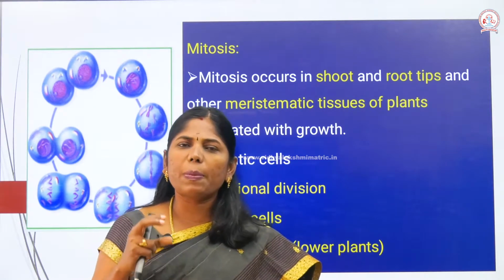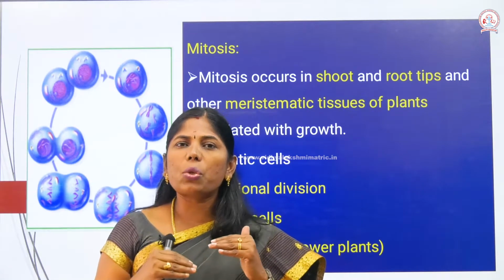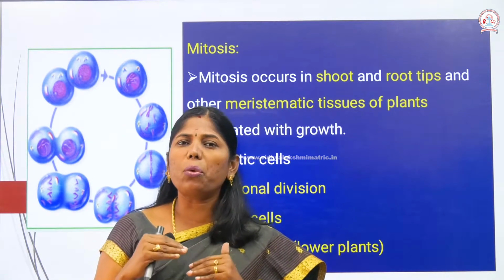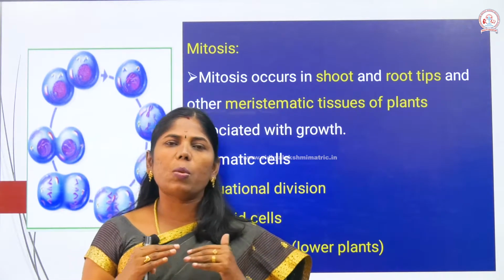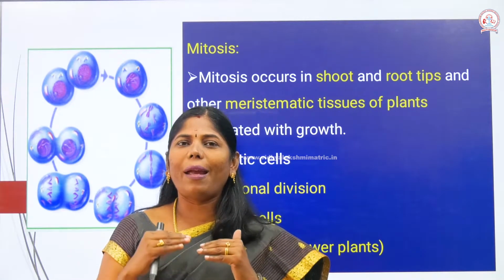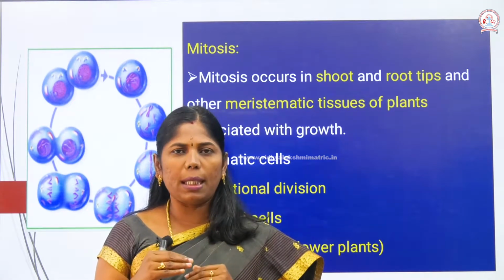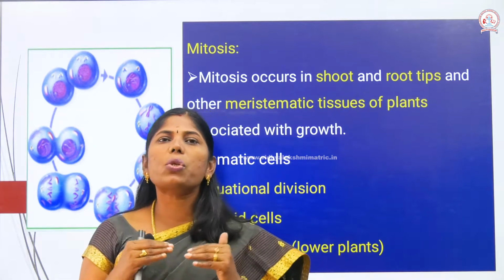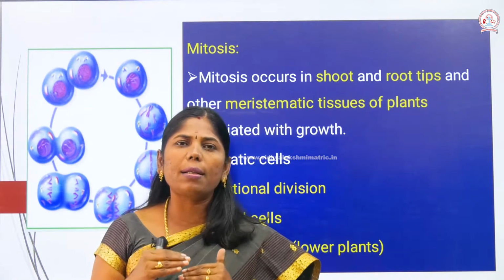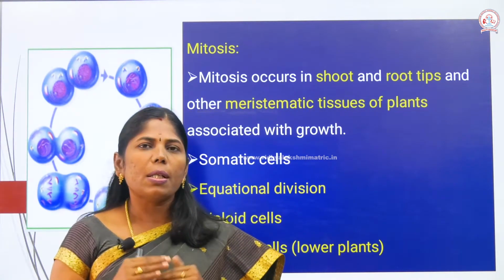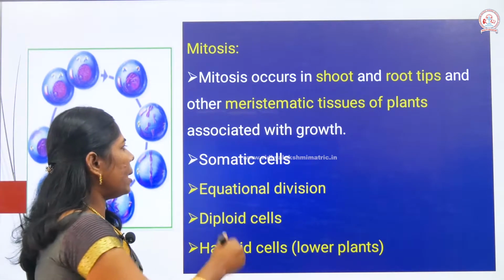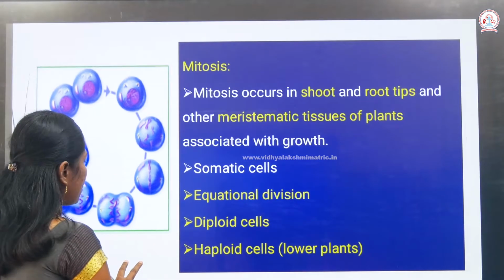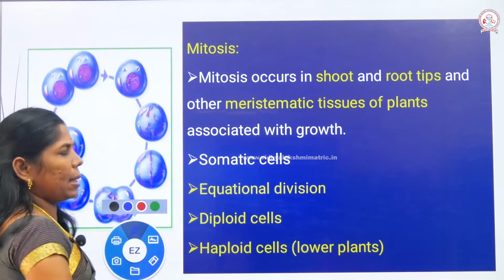Okay. It takes place in the root and shoot apex. Because the root and shoot apex contain the meristematic tissues. Okay. So, what are meristematic tissues? The young and perpetual tissues present in the root apex and shoot apex. So, cell divisions occur in these regions. Okay. So, this is mitosis cell division. It takes place in the somatic cells. Somatic cells are called the body cells.